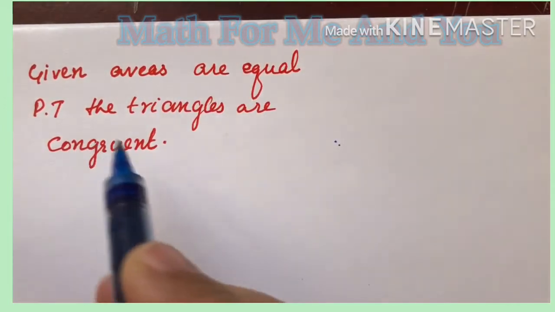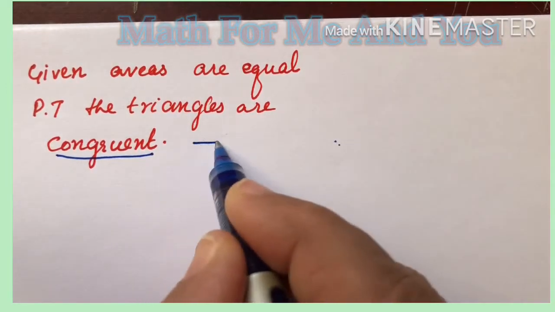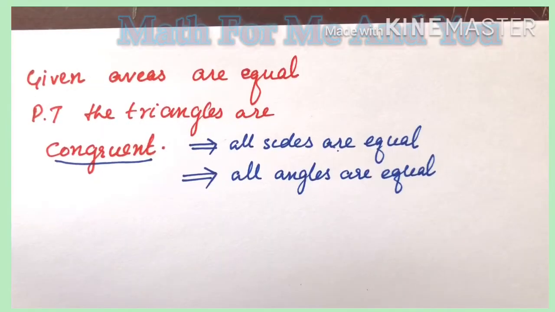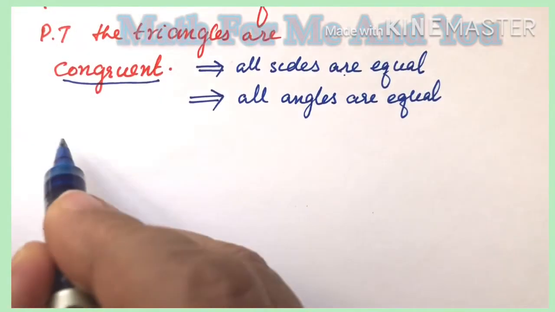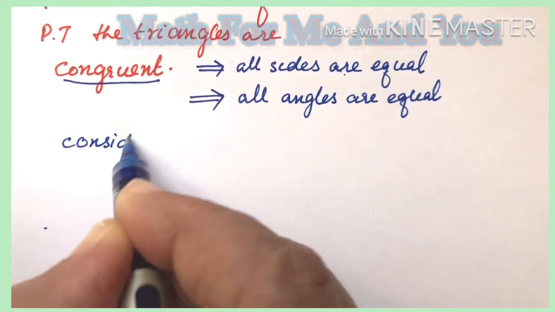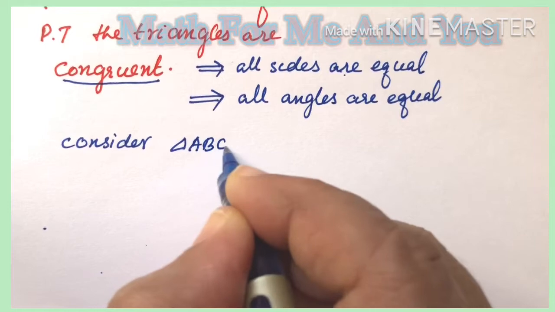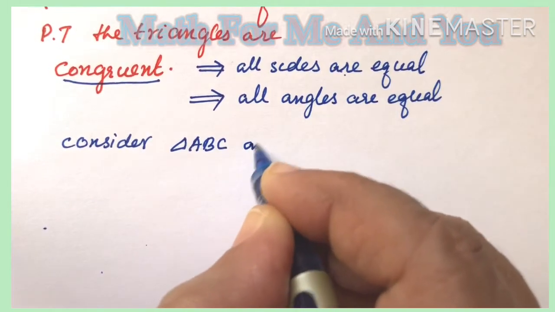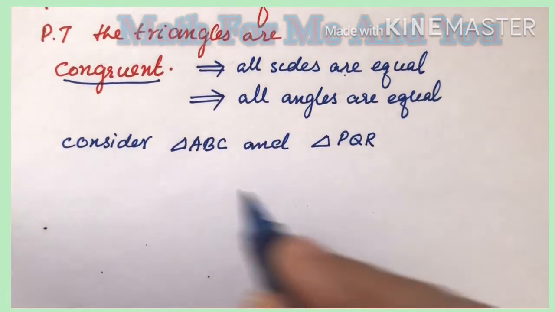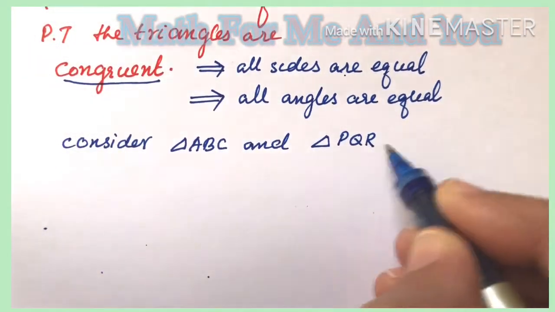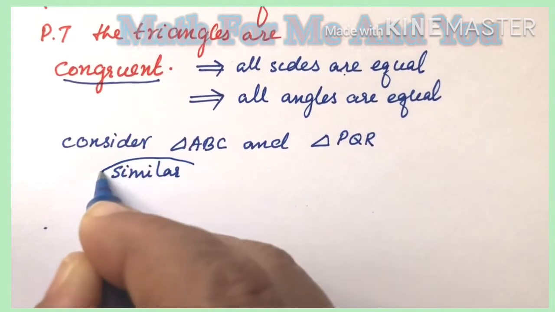What is the meaning of congruent? Here we have to look. Congruent means if we consider two triangles, all the corresponding sides are equal and all the corresponding angles are equal. Let's consider the given similar triangles as triangle ABC and triangle PQR. So we have named the two triangles as ABC and PQR. It is given they are similar.